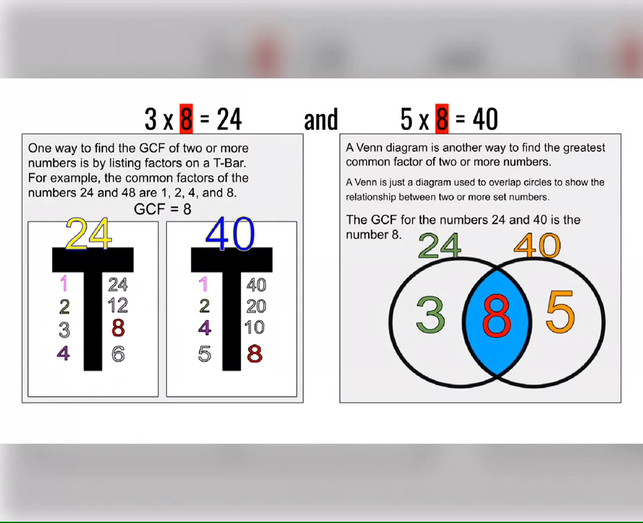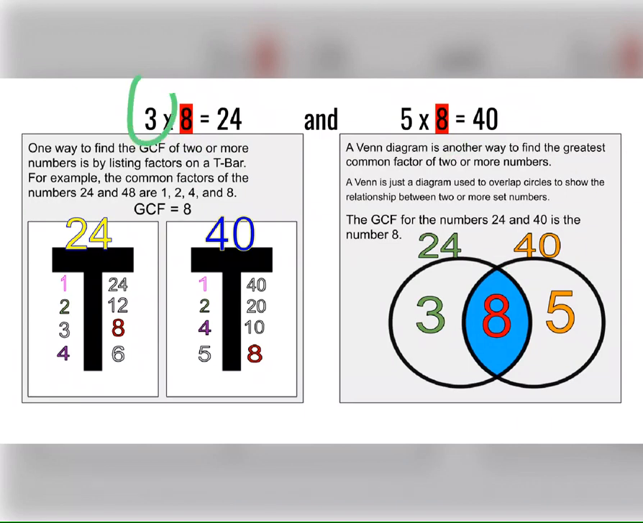Now, another way that a lot of people may want to figure out the greatest common factor is maybe on a Venn diagram. If you know that 3 times 8 is 24 and 5 times 8 is 40, you will see that 8 they both share in common. And so you could put that in the both section of the Venn diagram.